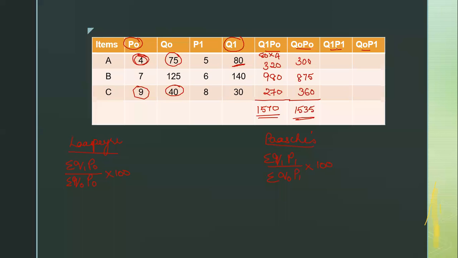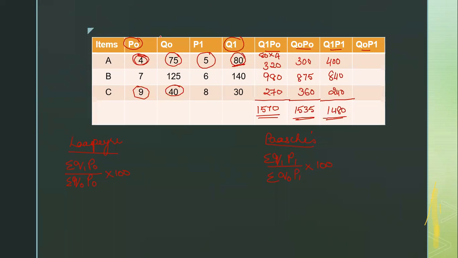Okay, next one, Q1P1. How to find Q1P1? We have to take 80 into 5. 400. Okay, good. Second one, 840. Okay, good. Next one. Okay, good. 240. What is the total of this? 1480. Good.